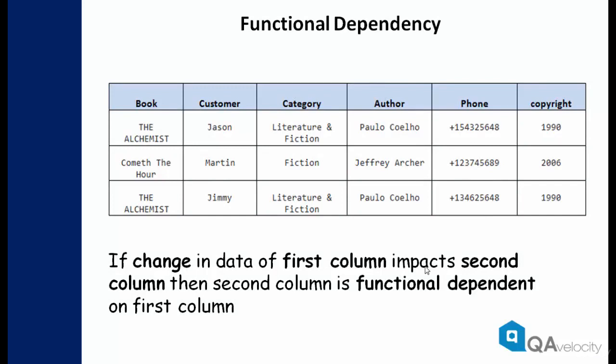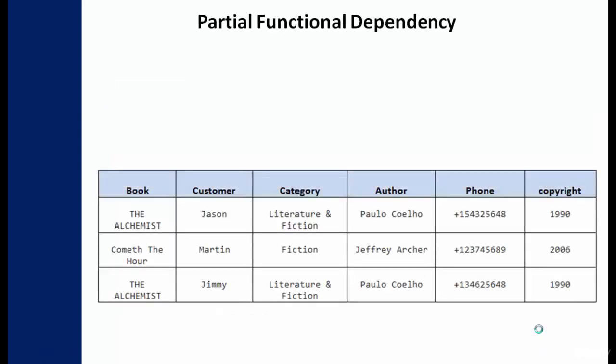Let's say if we change the value of the book column, it will directly impact a few other columns of the table, like category. If I change the book name The Alchemist, it will change the category of the book. Even it will change the author and copyright. And once the author changes, the phone number will also change. It means the columns author, category, copyright are dependent on the books column. In SQL, we call it functional dependency. By functionally dependent, I mean if you change book, category, author and copyright will automatically change.